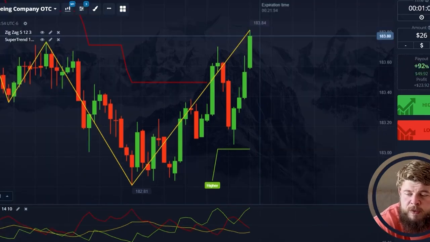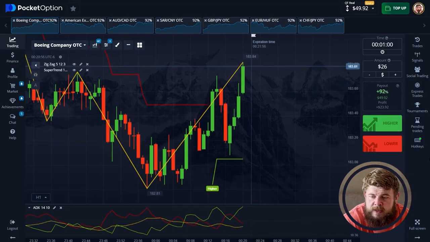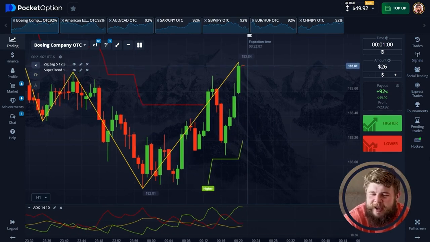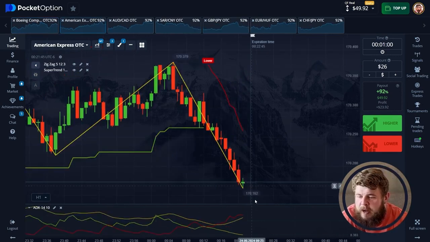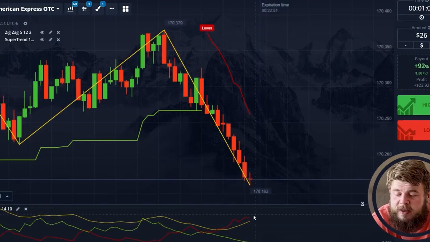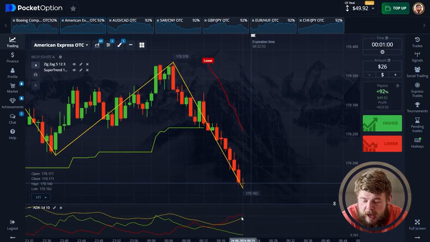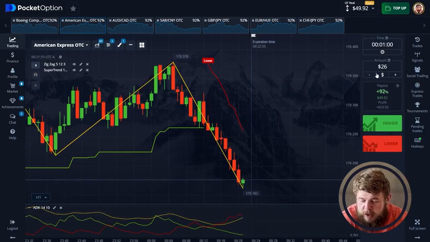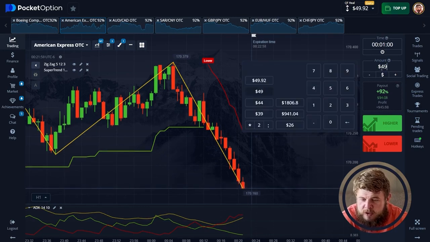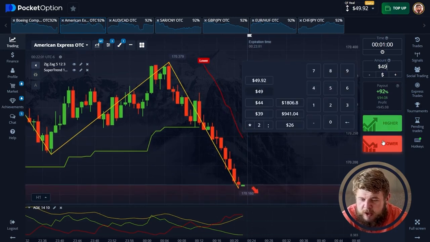Okay, so now let's find the next currency pair that we're going to trade today. Okay, guys. Okay, so let's check American Express stocks. Here you can clearly see that we're moving in a very straight descending channel. Now, according to the ADX, we are in the buy zone and price is ready to reverse. So that's why let's change our investment to $49. Now, let's open sell position.